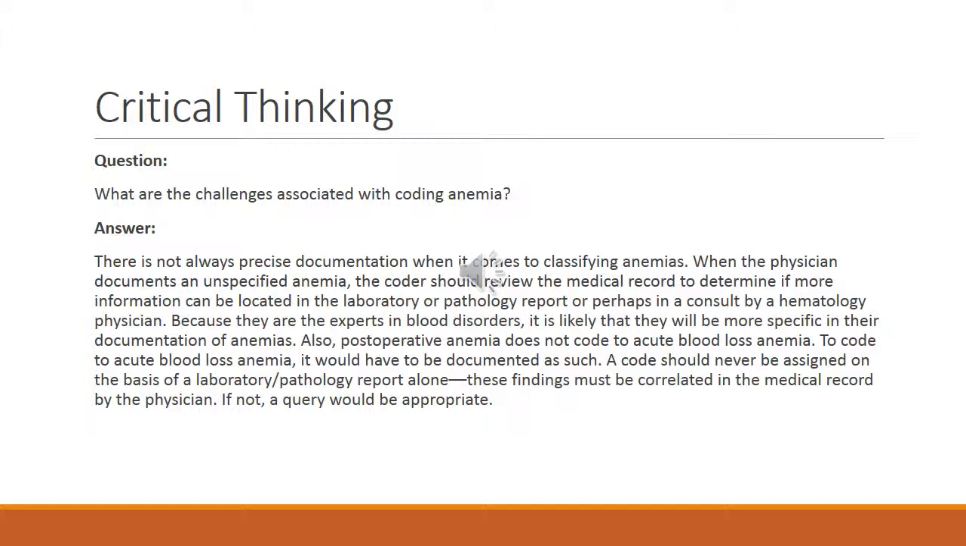Also, postoperative anemia does not code to acute blood loss anemia. To code to acute blood loss anemia, it would have to be documented as such. A code should never be assigned on the basis of a laboratory and/or pathology report alone. These findings must be correlated in the medical record by the physician. If not, a query would be appropriate.